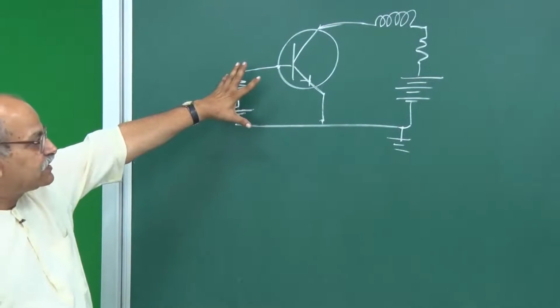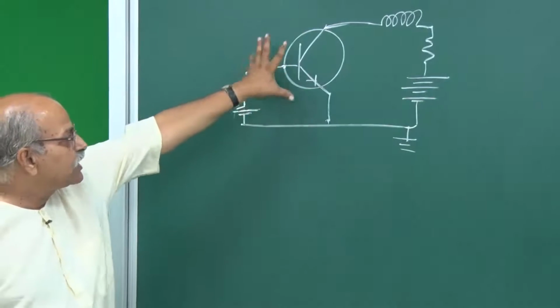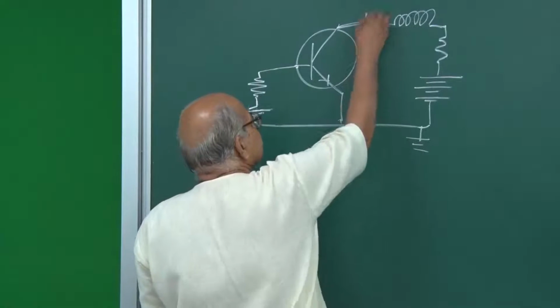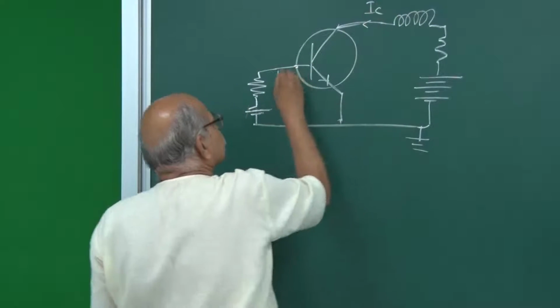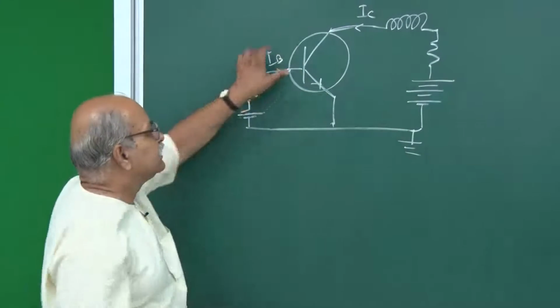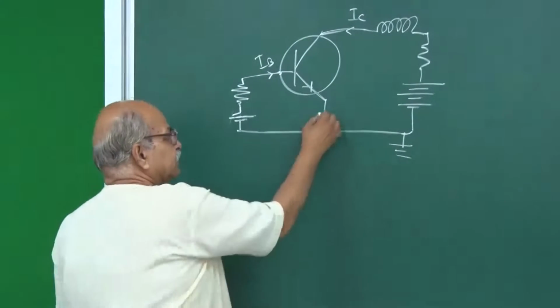There is no biasing there. Since there is no biasing, there is no current, and therefore no current from here also. So this IC is also 0. Okay, this IB is here. If IB is 0, then IC is also 0. This is IE.